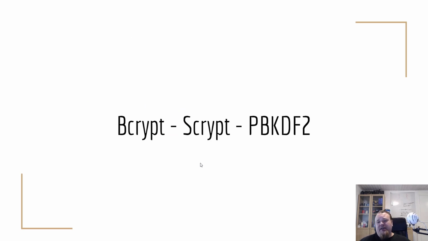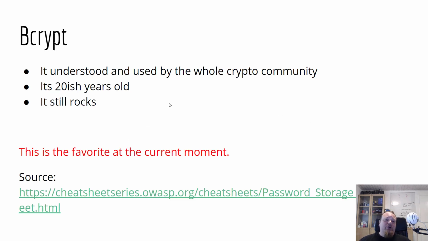So different kinds of hashing algorithms: bcrypt, scrypt, and PBKDF2. So bcrypt is the older one. It is 20-ish years old. It still rocks, and it is still the favorable one to use. I have a source down here in the cheat sheet series to the OWASP.org webpage, where you can read in more depth about the password storage cheat sheet, and it applies to multiple different languages. If it doesn't have your language, the cheat sheet from this webpage will definitely still help you a lot.